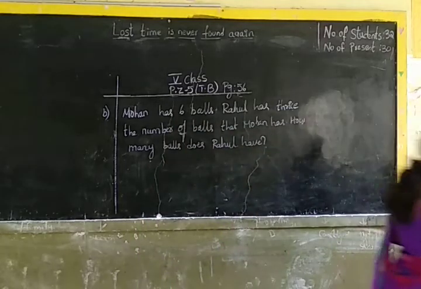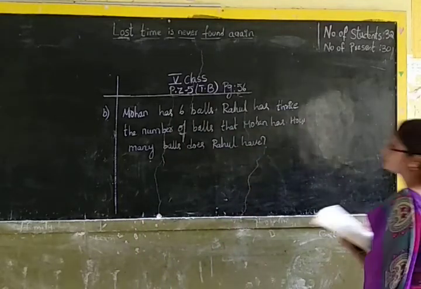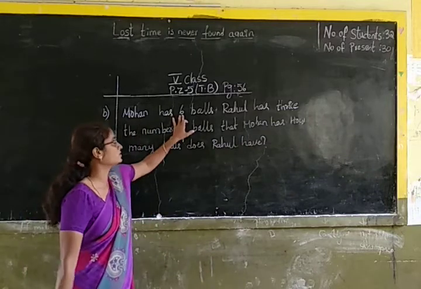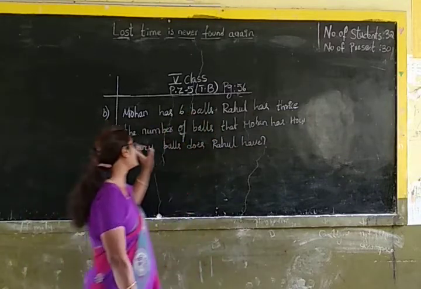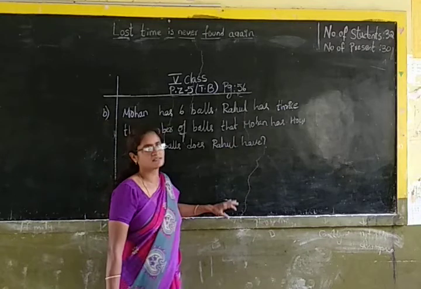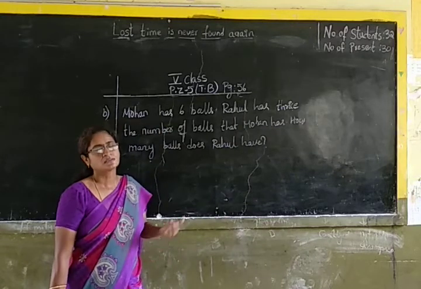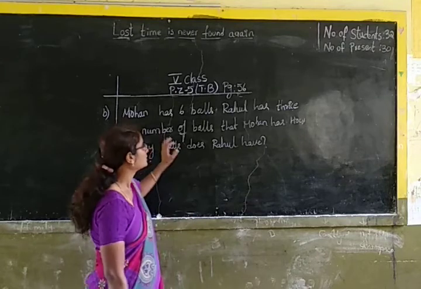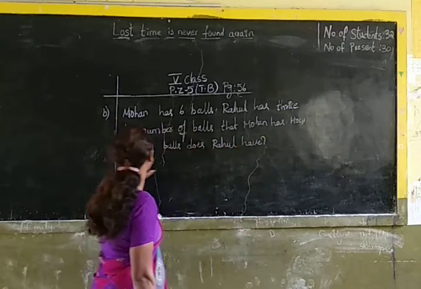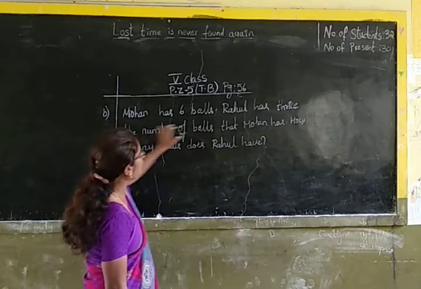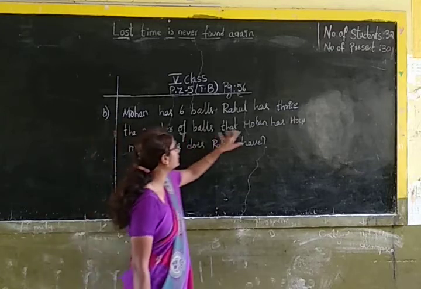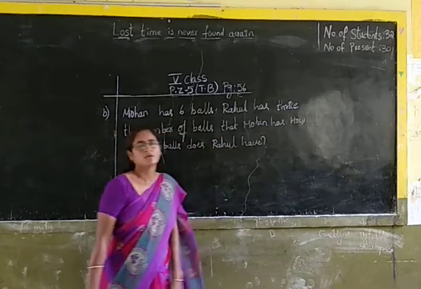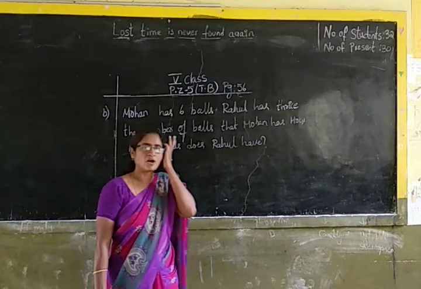Okay, children. So Mohan is having how many balls? Mohan is having 6 balls. Rahul is having thrice the number of balls that Mohan has. Thrice means how much? Thrice means 3 times. How many balls does Rahul have? Now we have to find out how many balls Rahul is having.